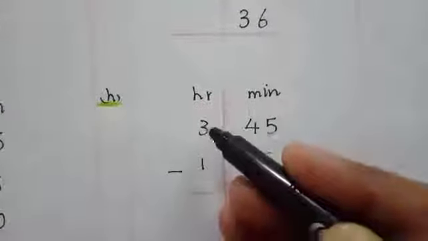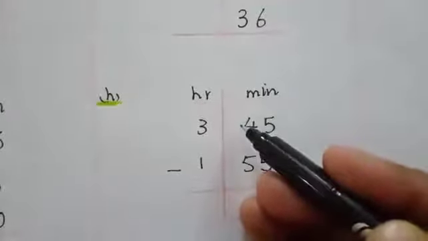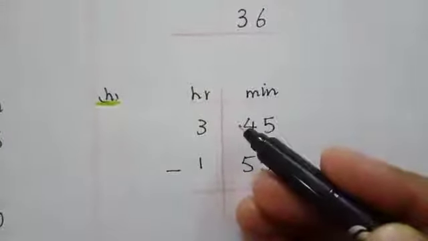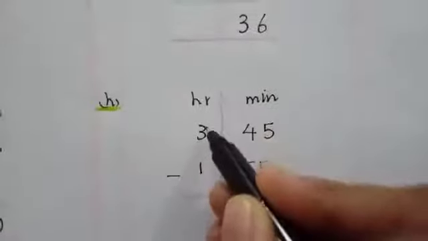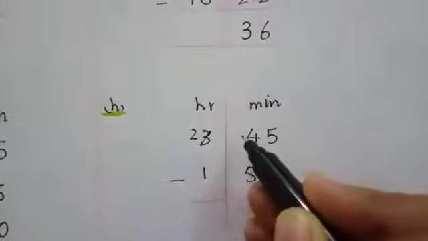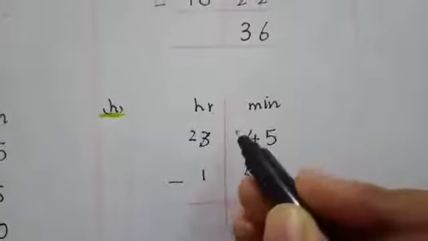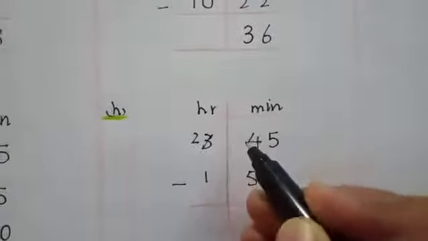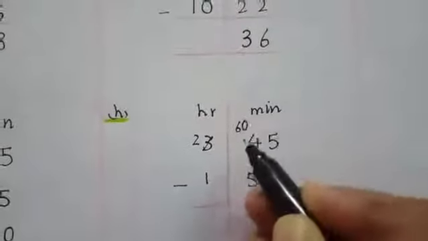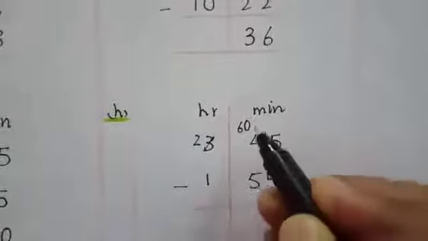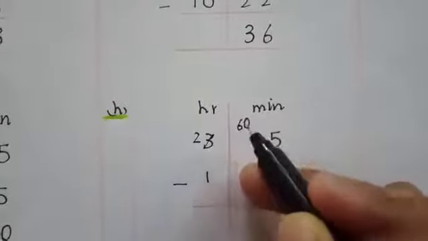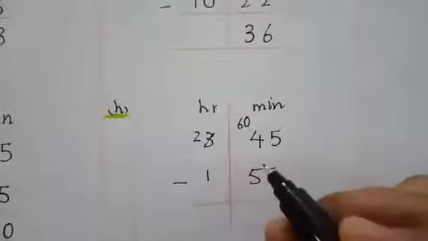When we take a borrow from here, it comes in the minute side, so we write here 60 minutes. When we borrow 1 hour, it leaves here 2. When we borrow here, it comes in the minute side, so we don't write here 1. We write here 60 minutes, because 1 hour is equal to 60 minutes.